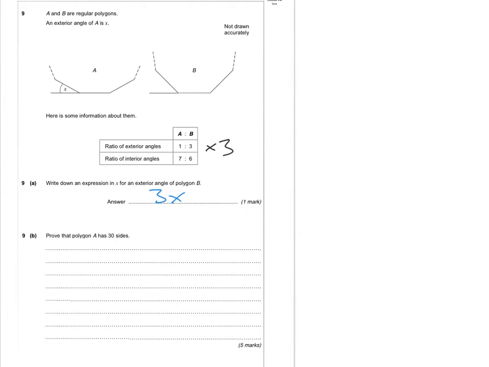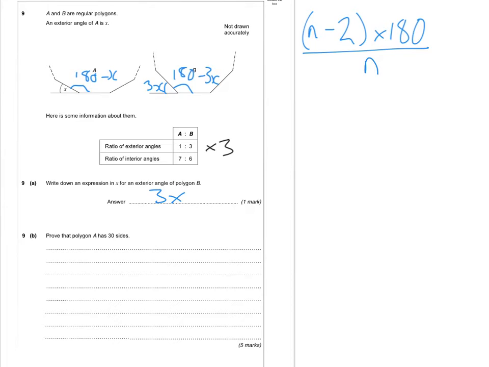Prove that polygon A has 30 sides. Okay, so we know that the external angle for A is x, so the internal angle for A is 180 minus x. The external angle for B is 3x, and the internal angle is 180 minus 3x. I've got a choice here. I can go with (sides minus 2) times 180 divided by n as the internal angle. I did work through that and it didn't really go anywhere, so to save time, I'm going to ignore that approach and use the ratios.